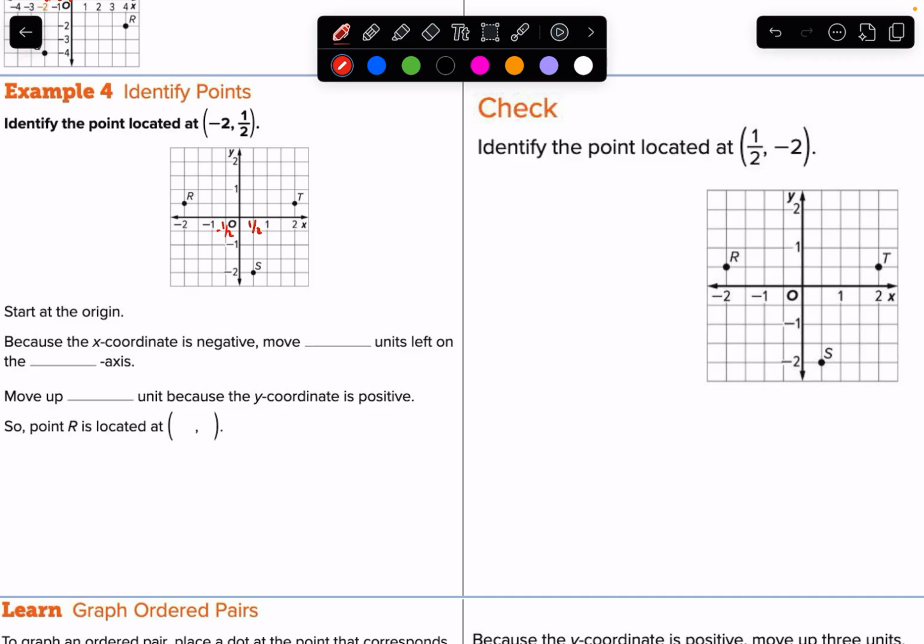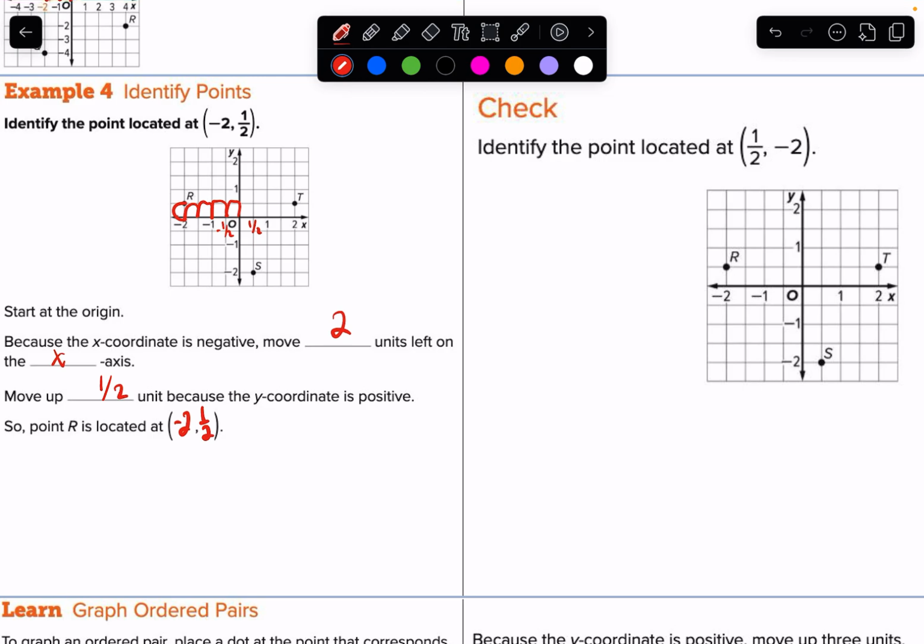As we count, I'm going to be half, then 1, then -1/2, then -2. And then I need to go a half up. So I'm going to move 2 units left on the x-axis. I'm going to move a half a unit up because the y-coordinate is positive. So point R is located at -2, 1/2, not 4, 1. Watch your scaling, okay?